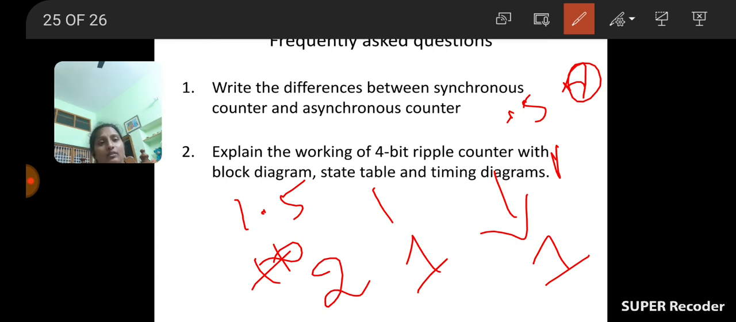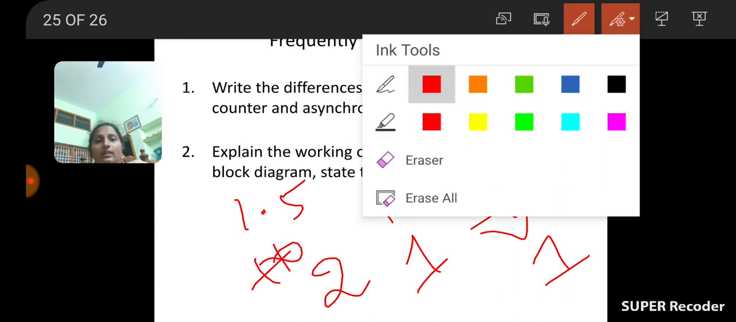Here is one small question: in a mod 16 counter, how many flip-flops are used? The answer is 4. How? 2 to the power of n is equal to the number of states, where n indicates the number of flip-flops. These are the 3 marks questions: define counter, what are the different kinds of counters, simply the classification of counters into asynchronous and synchronous, and what is meant by an asynchronous counter and a synchronous counter. These are the main 3 marks questions, and modulus of the counter is a very, very important question.